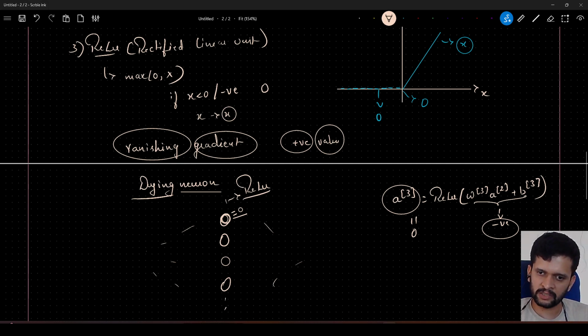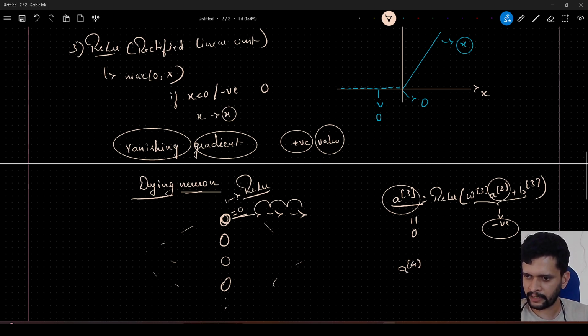This is called the dying neuron problem, and this 0 will be propagated as it is during the forward pass. So it makes no sense to propagate 0, right? Since this is 0, if we want to calculate the activation at layer 4, this is again ReLU of W3.